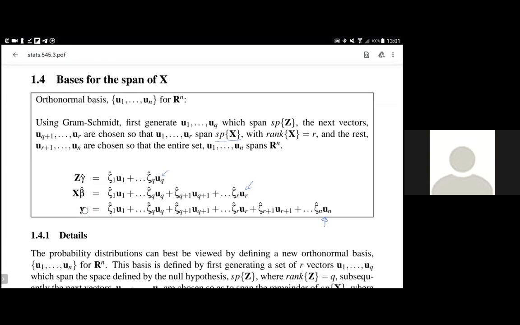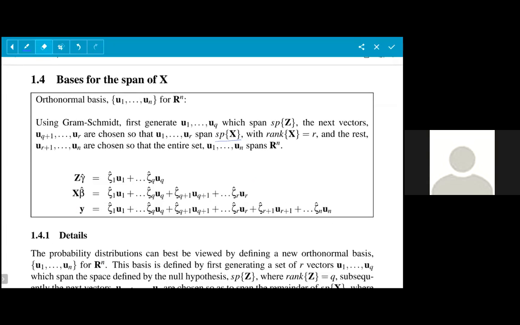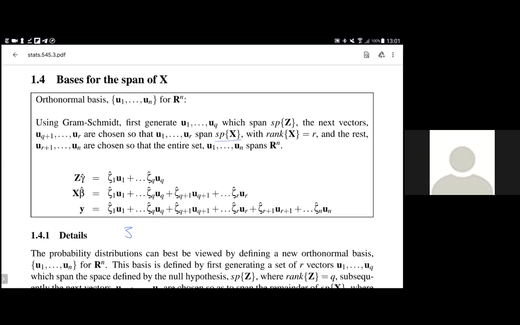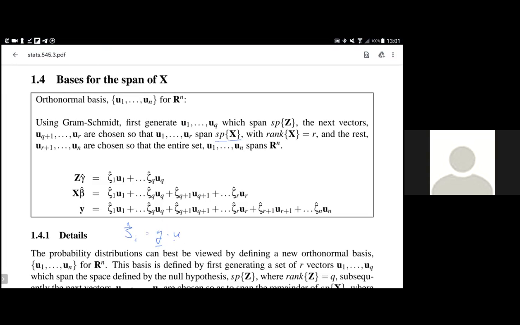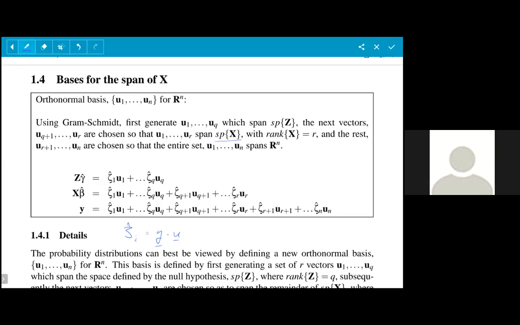Also remember that when we look at the coefficients of Y in this new space U1 through UN, each of these zeta hat i's is simply the inner product between Y and UI. And this is easy to see. You just take U inner product to this quantity, same as U inner product to this quantity, and you're left only with Ci hat. So this is the coefficient.